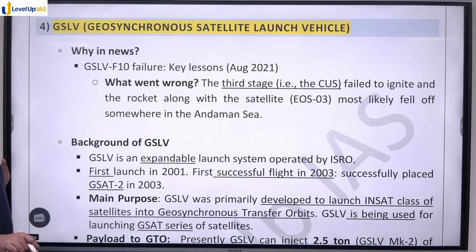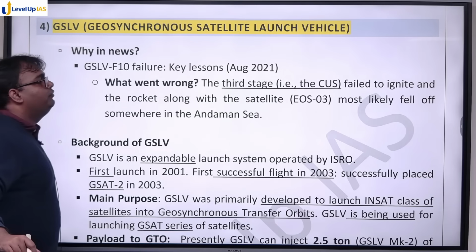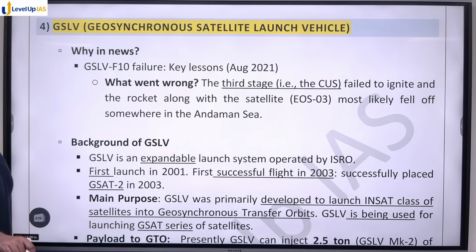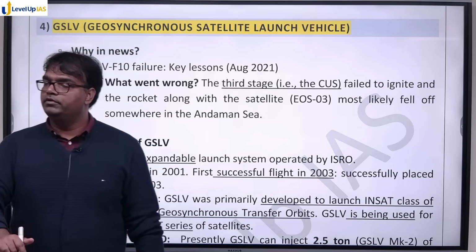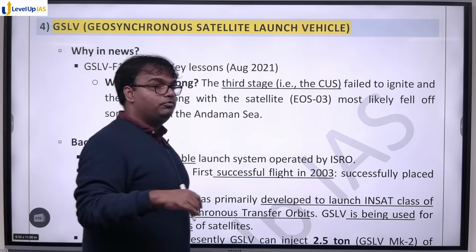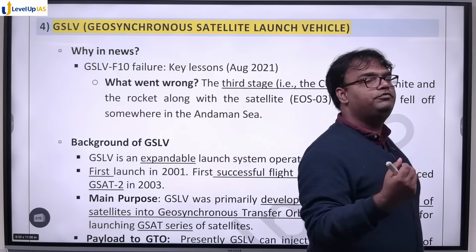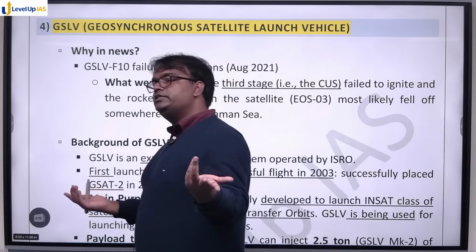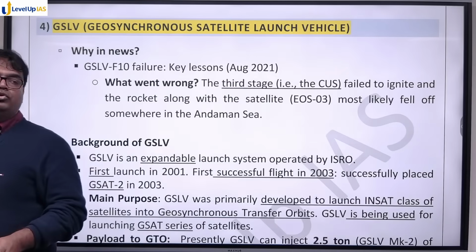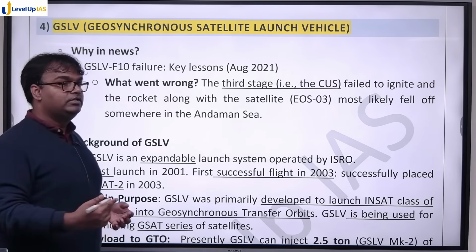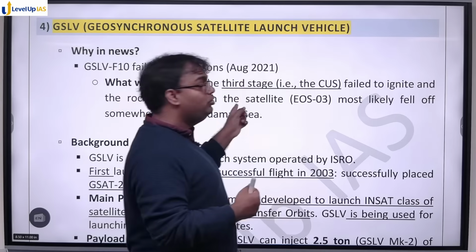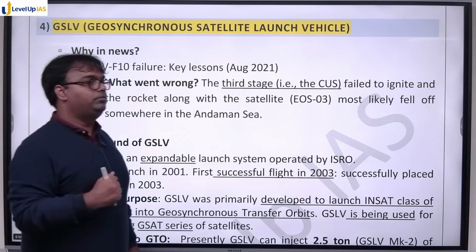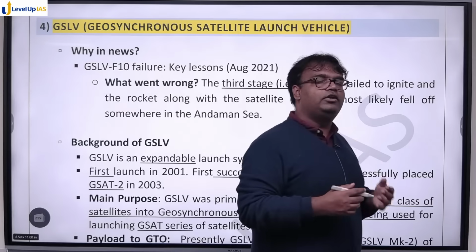What went wrong? The third stage failed to ignite, and the rocket along with satellite EOS-03, the satellite that was going to be launched, most likely fell off somewhere in the Andaman Sea. So when it comes to PSLV, we have seen that of the 56 launches there have been only 2 failures, but in GSLV we have not been able to perfect the engine yet. GSLV Mark II specifically, and here also the cryogenic engine, the upper stage failed. So this had created a lot of issues.